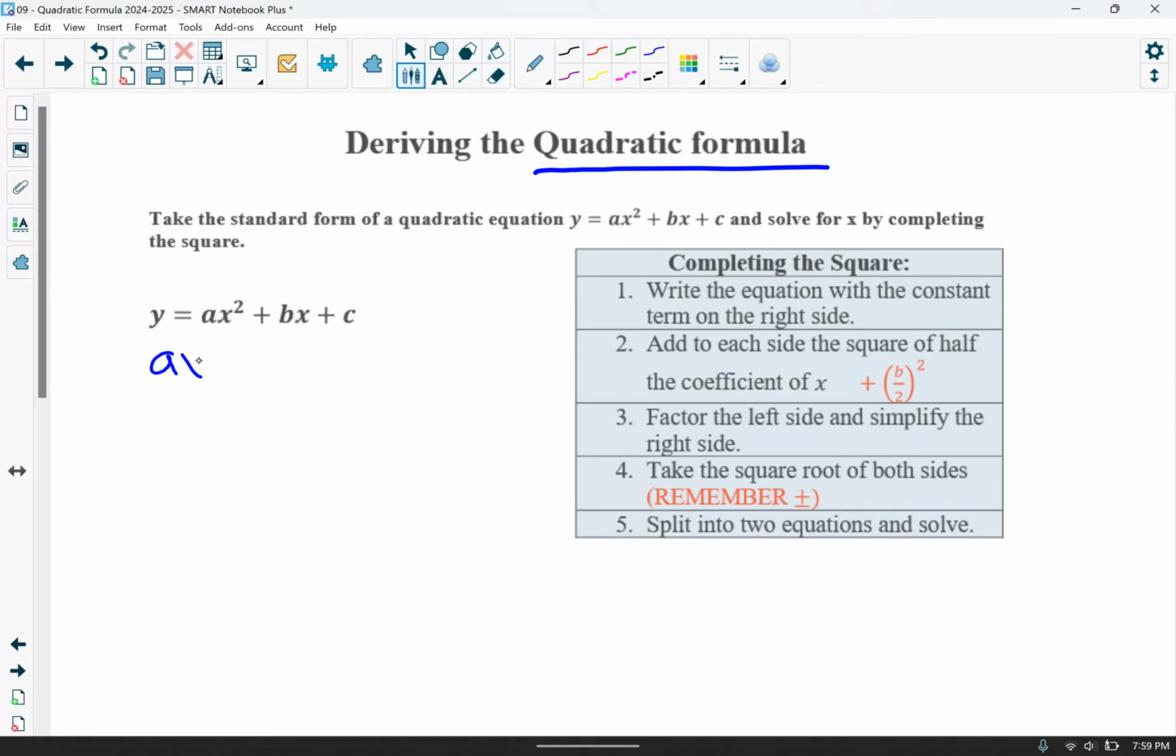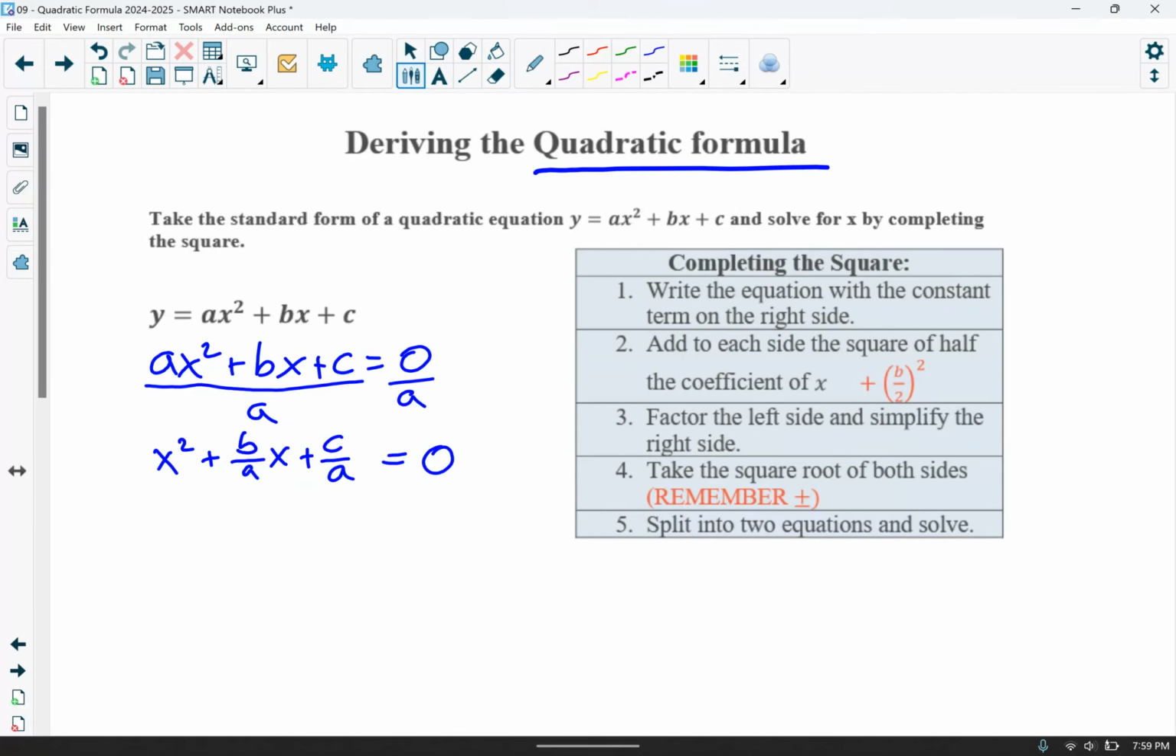First thing we're going to do is take our ax squared plus bx plus c and set it equal to 0. Now, everything we've done completing the square with has had a leading coefficient of 1. Right now, there's not a leading coefficient of 1. There's a leading coefficient of a. So we're going to divide both sides by a. So that's going to give us x squared plus b over a x plus c over a equals 0, because 0 divided by a is just 0.